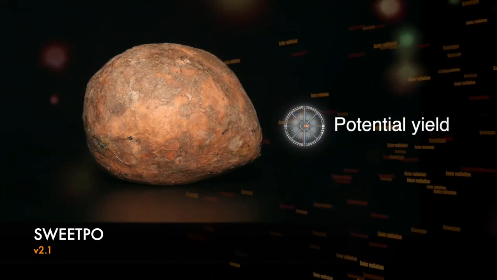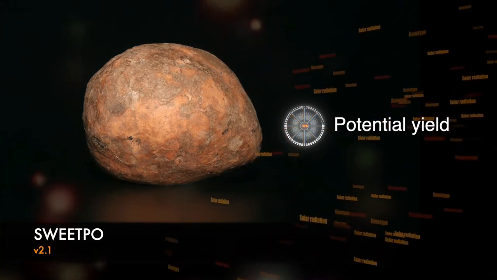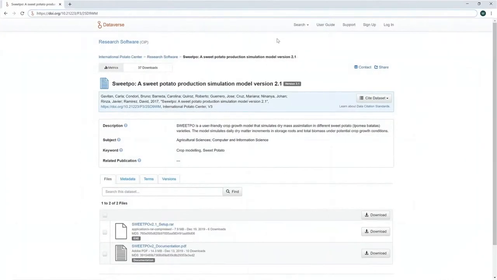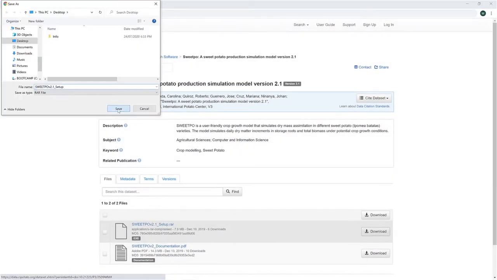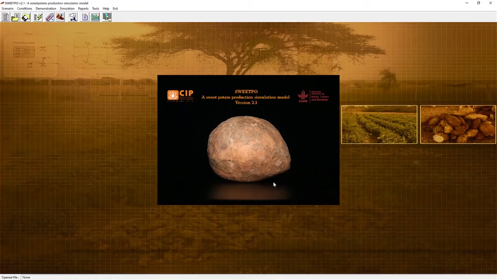The estimation of potential yield is possible by defining climate factors, such as temperature, solar radiation, and the characteristics of the genotype. SWEETPO is a freeware software for Microsoft Windows operating system. The setup is available in the following link. To install SWEETPO, run the setup file, and follow the instructions.